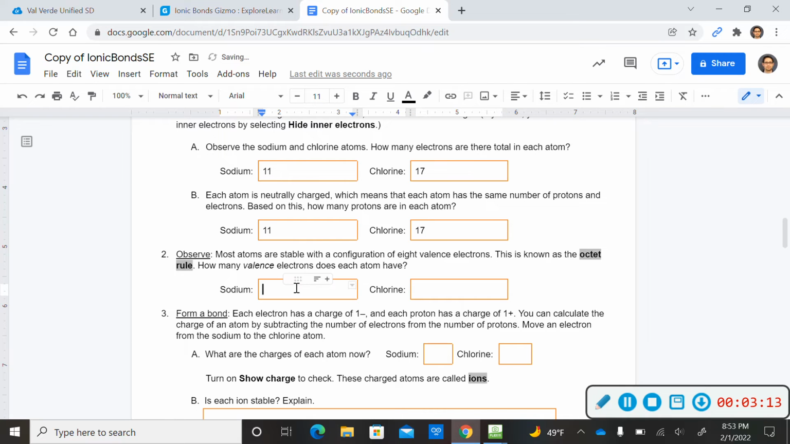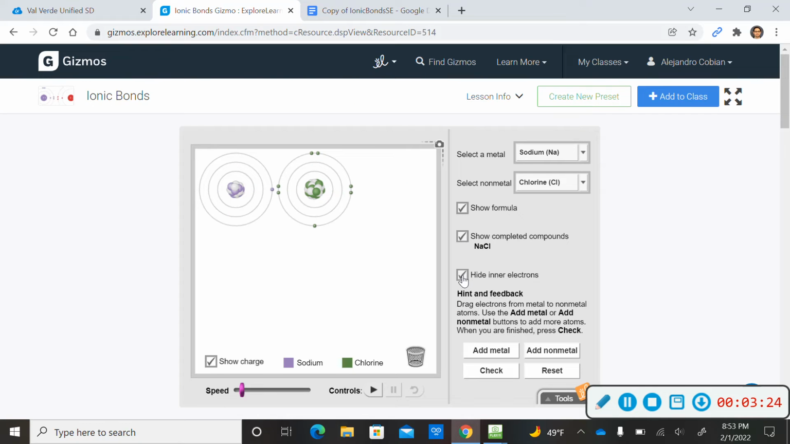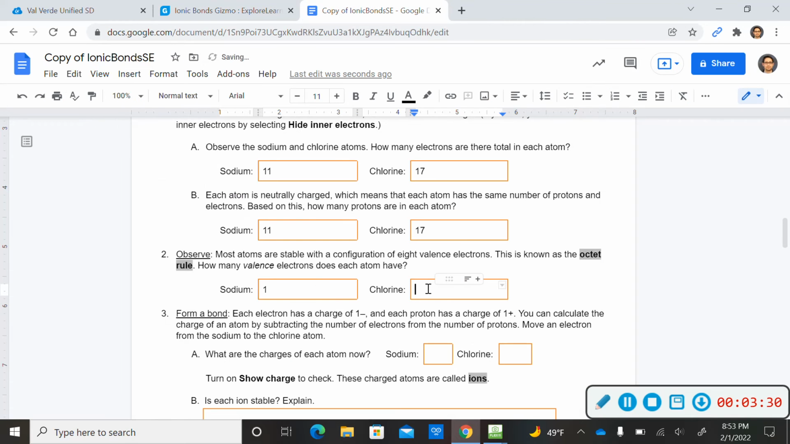In this situation here, most atoms are stable with a configuration of 8 electrons. This is known as the Octet Rule. And now we're trying to understand how many valence electrons each atom has. So let's go ahead and hide our inner electrons. And notice we have 1 valence electron for sodium and 7 for chlorine. Let's go ahead and fill that out.